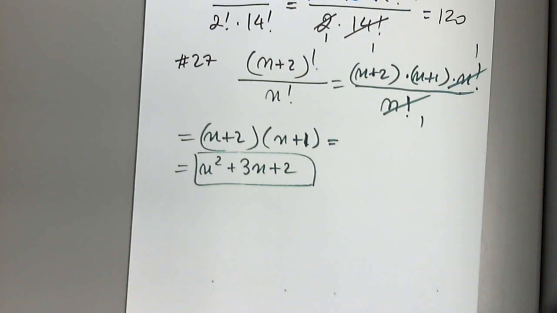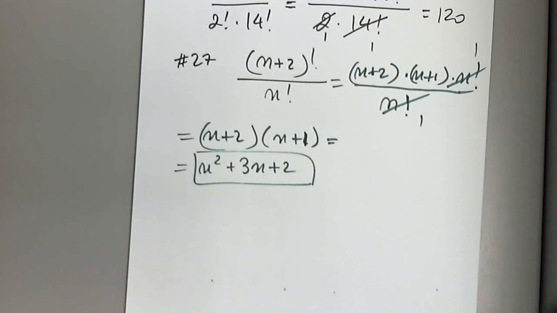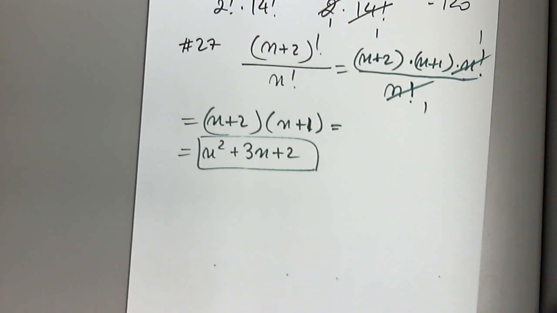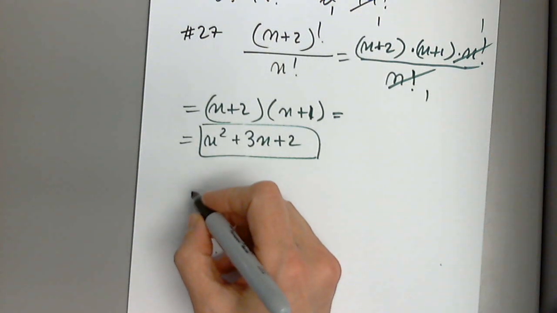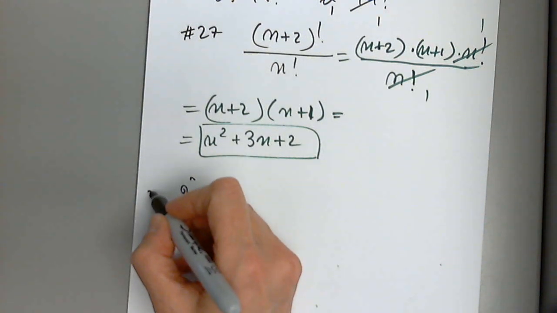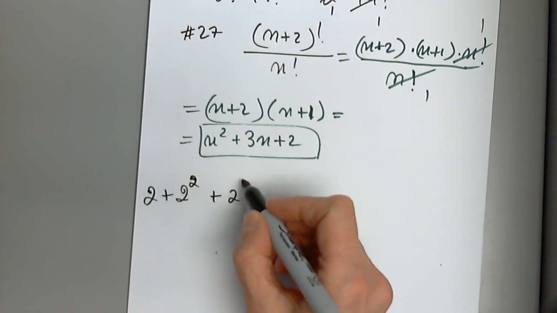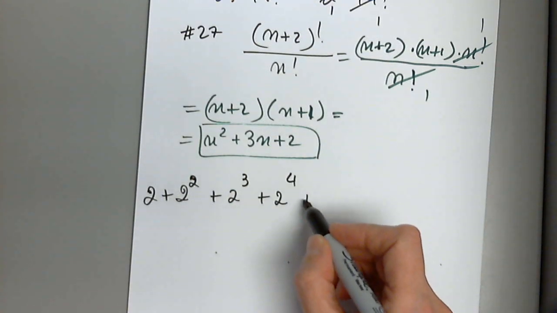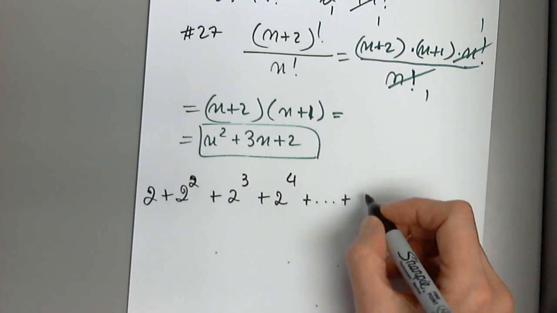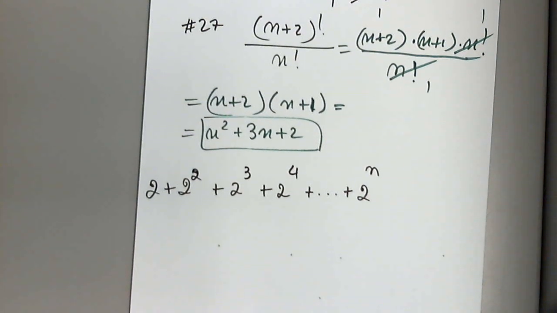Any questions? Okay, the last topic, promise, very last one. Let's say I have 2 plus 2 squared plus 2 cubed plus 2 to the fourth plus dots plus 2 to the nth power. The question is, is there a way of writing the sum in a condensed way so that I don't have to list so many terms?